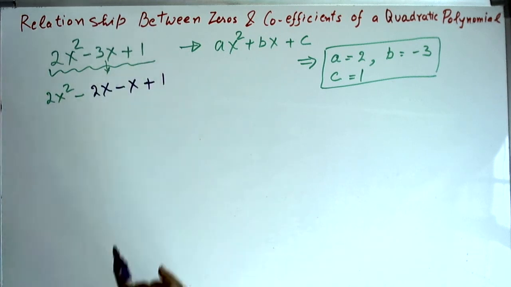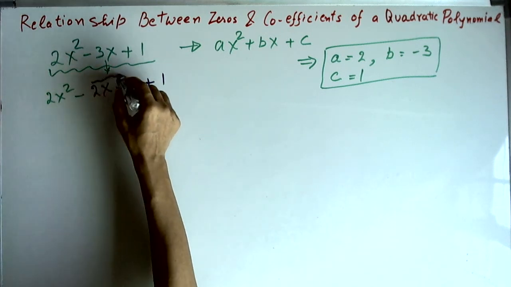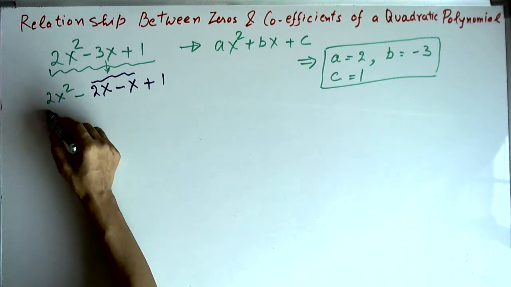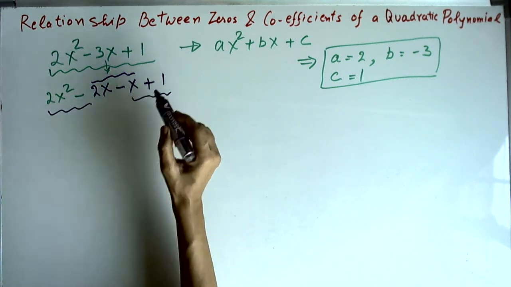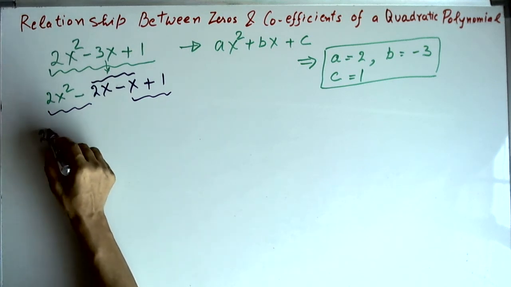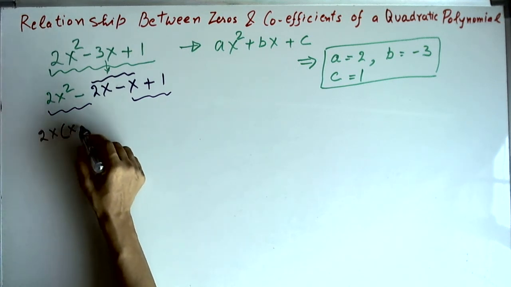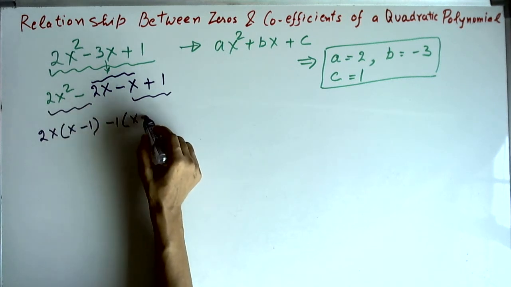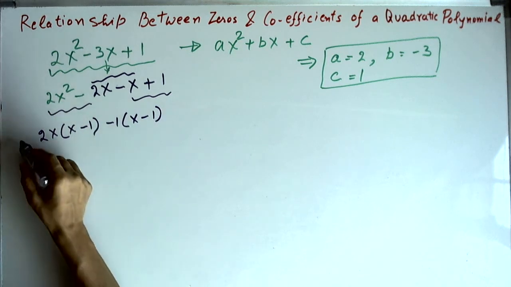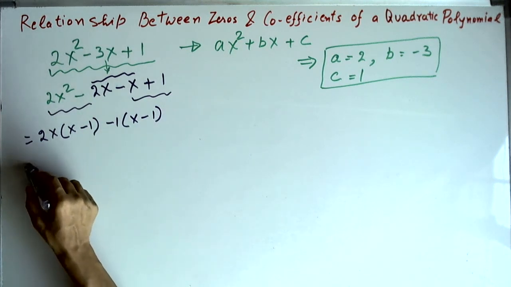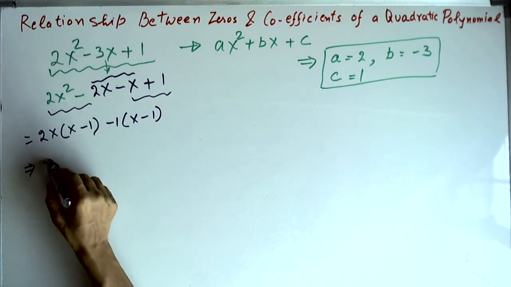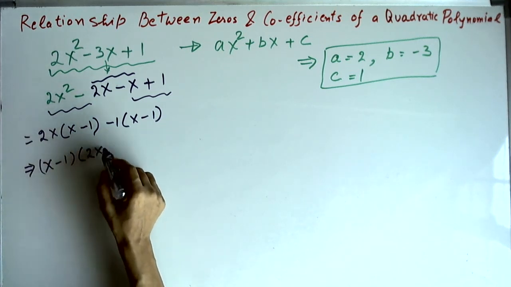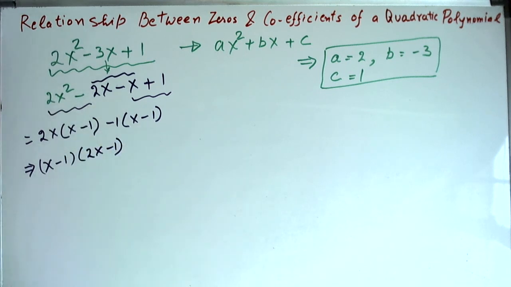What we have done is we have split the middle term into -2x and -x, and then we will do the pairing. This is one pair and this is another pair, and then we will find the common factor. This is 2x(x - 1), and for the other pair -1 is common, so we find (x - 1). So further we find x - 1 is one factor and 2x - 1 is another.